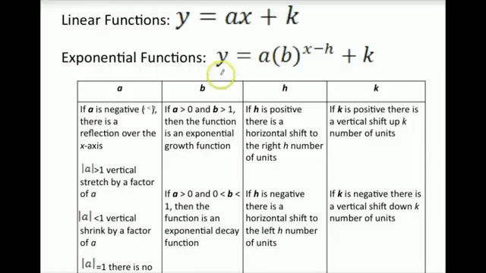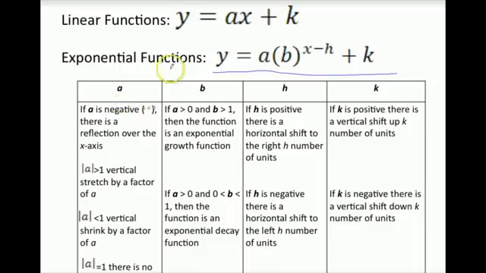For exponential functions, our base form will be y equals a times b to the power of x minus h, plus k. Now keep in mind, b is the number, the value being raised to the power of x. Making it an exponential function means we have an exponent that is a variable. So that's what makes it an exponential function. We have a few definitions for a, b, h, and k.